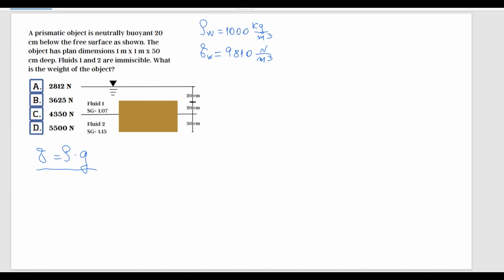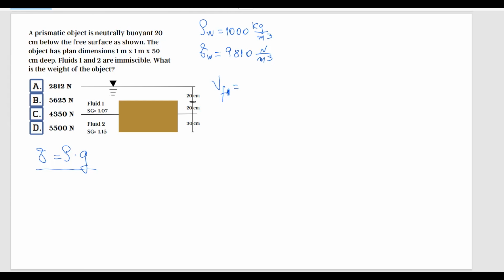So first things first, we're going to try and find out what is the weight of the fluid displaced by the object. What is the weight of the fluid? The way to solve that, we're going to need the volume of the fluid first. And the volume of the fluid is going to be equal to the volume of the object. And since we have two fluids, we're going to calculate two volumes. We're going to calculate the volume of fluid 1. Let's call it this way.